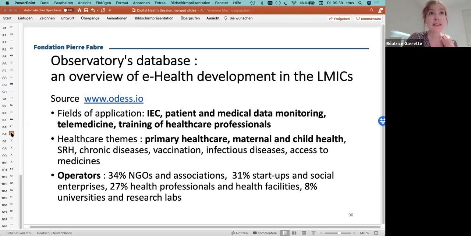So from this database of 165 active programs, we've tried to figure out what kind of evidence-based information we could have, and which could be useful for all innovators or decision makers in that field. So we've looked at the fields of application. We looked at the healthcare themes, which healthcare problems have been addressed in priority, and also who the operators were. So next slide, please.